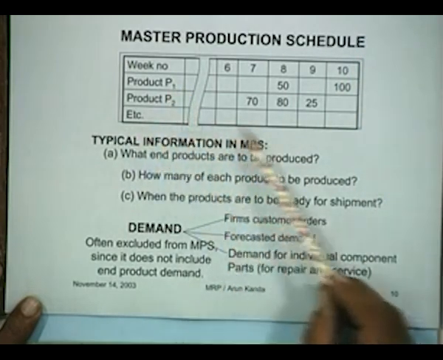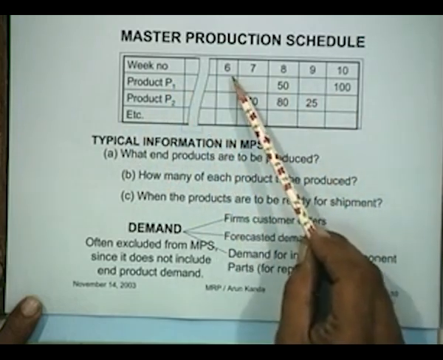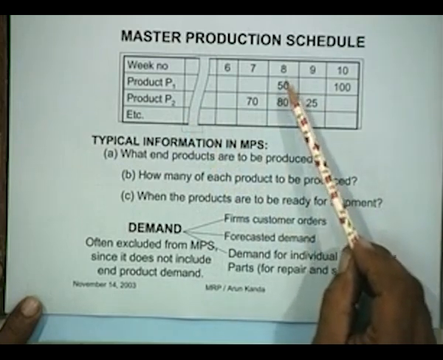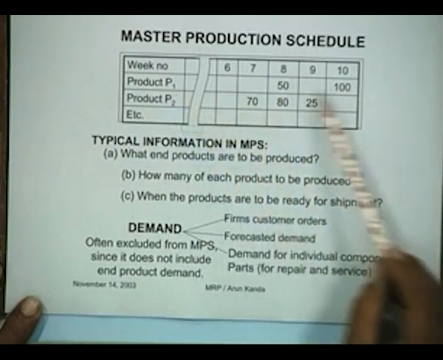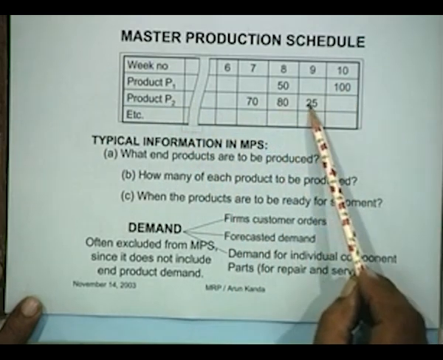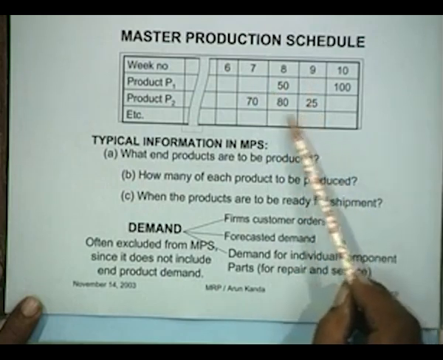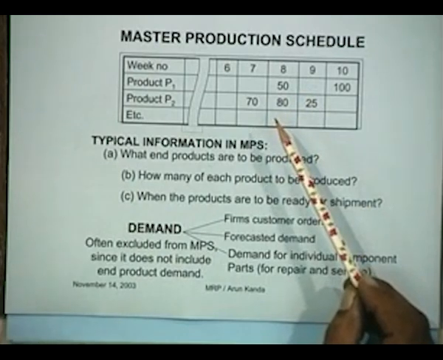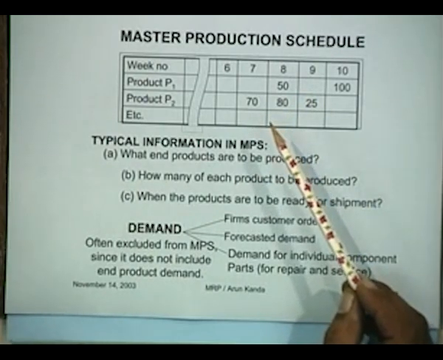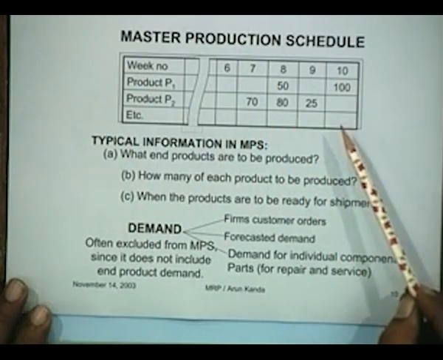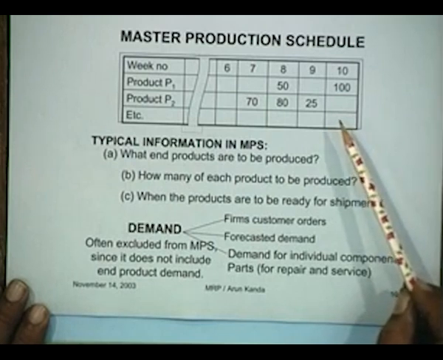A master production schedule will be a document like this, which will probably say that in week number 6, 7, 8, 9 and 10, product P1 you need 50 of them in the 8th week, and you need 100 of them in the 10th week. Similarly, this product you require 70, 80 and 25 in the 7th, 8th and 9th week. So like this, for each product, this is the end product, this is like the final product, this is like the car. How many Maruti 800s and how many Zens, etc. that I need in different periods. So this information is called the master production schedule, and this is the basic driver of the MRP system.